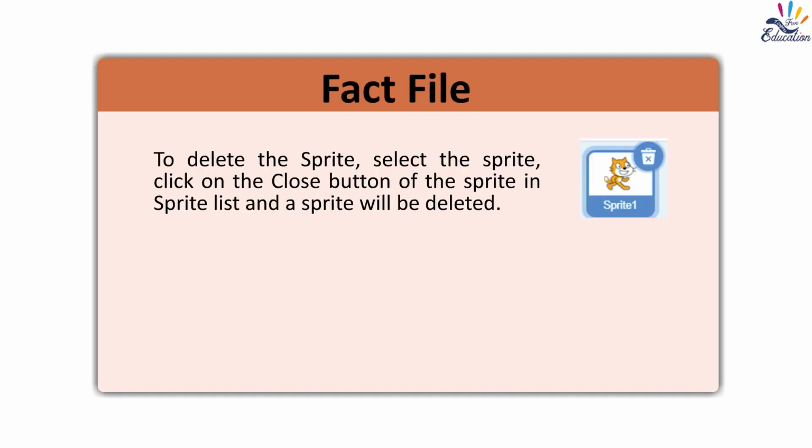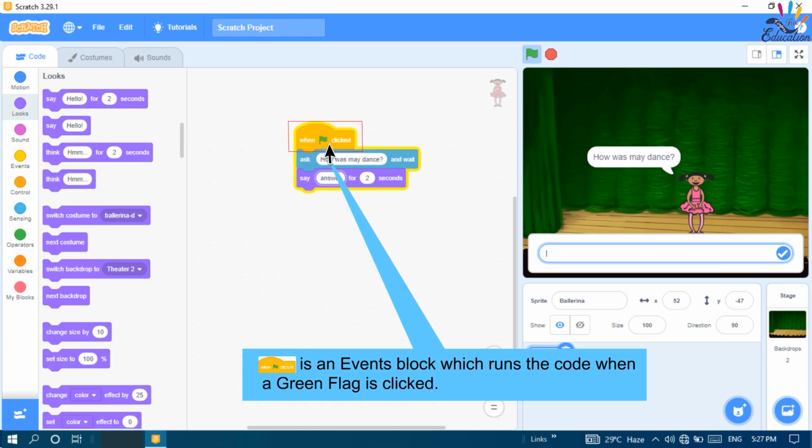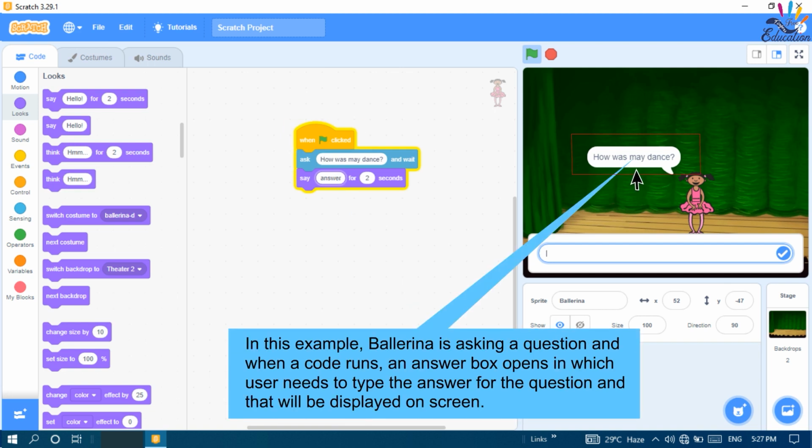To delete the sprite, select the sprite, click on the close button of the sprite in the sprite list and the sprite will be deleted. The when green flag clicked block is an events block which runs the code when a green flag is clicked. In this example, Ballerina is asking a question and when the code runs, an answer box opens in which the user needs to type the answer for the question and that will be displayed on screen.